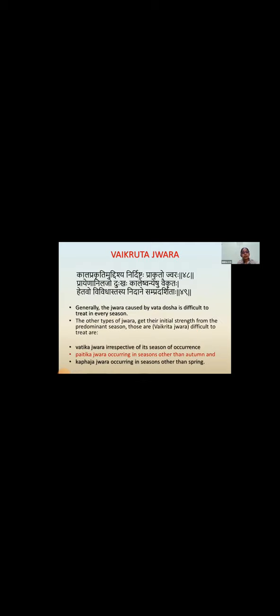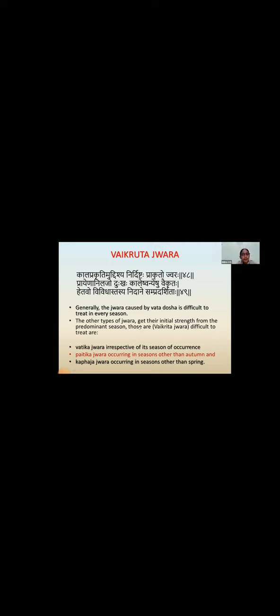And coming to Vaikrita Jwara: Kala Prakritim Uddishya Nirdishtaha Prakrito Jwaraha Prayena Anilajo Dukkaha Kaleshu Anyeshu Vaikritaha. So here, usually we have seen that Sharadudbhava Pittaja Jwara as well as Vasanta Kapha Jwara are both in the same Prakopa Avastha, they got Jwara, and it is easily curable.